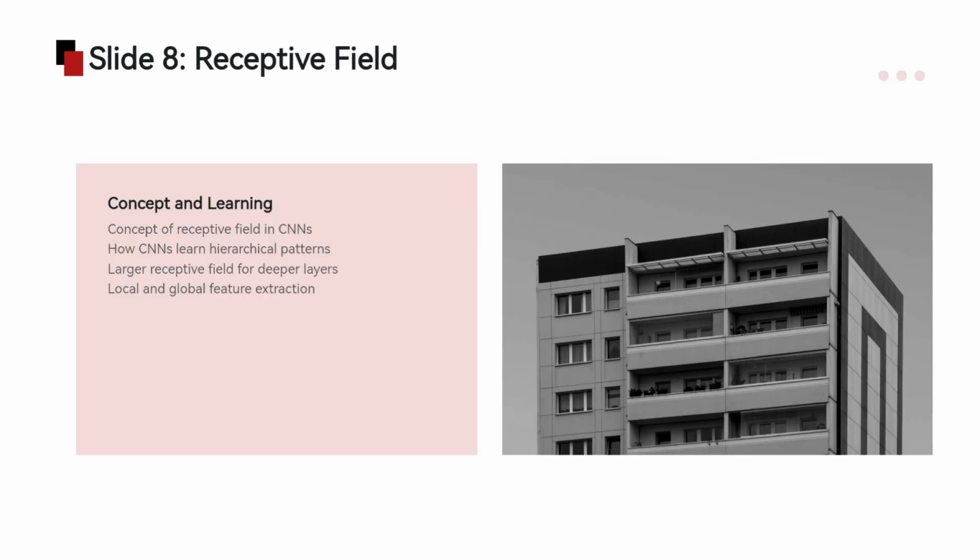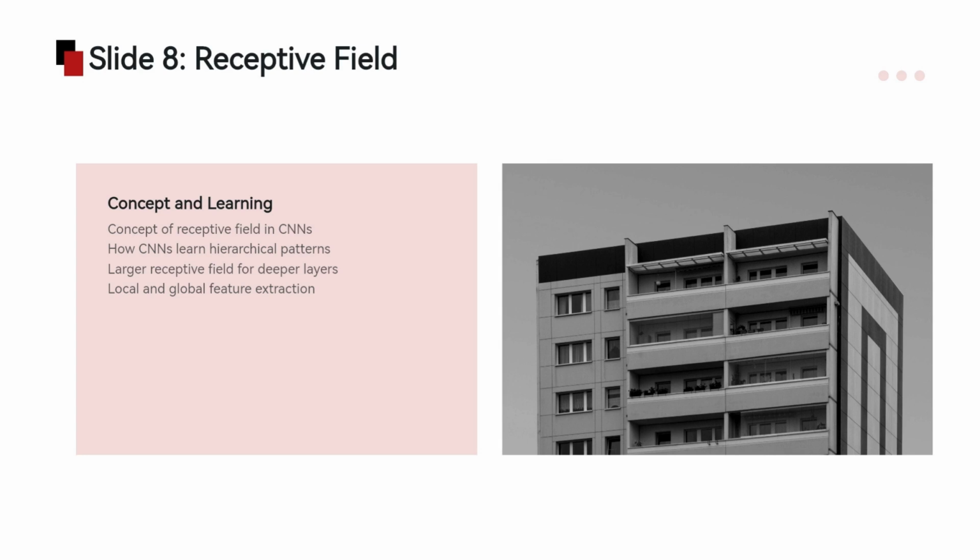The receptive field of a neuron in a CNN refers to the region of the input image that influences the neuron's output. In the early layers of a CNN, neurons have a small receptive field that allows them to capture local features, such as edges or corners. As the network gets deeper, the receptive field of neurons becomes larger, allowing them to capture more global patterns, such as textures, shapes, or even entire objects.